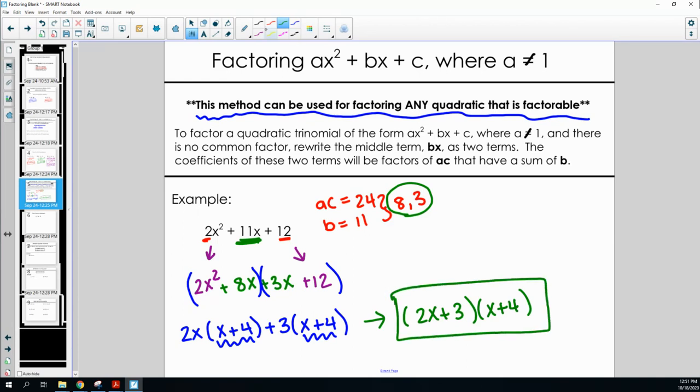Okay. If we had tried to use the other method and used 8 and 3 and said we have x plus 8 and x plus 3, if you try to FOIL this back to check, you're not going to get the original. Okay, so we do not want to do it that way. If I FOIL this answer together, I will get what I started with.